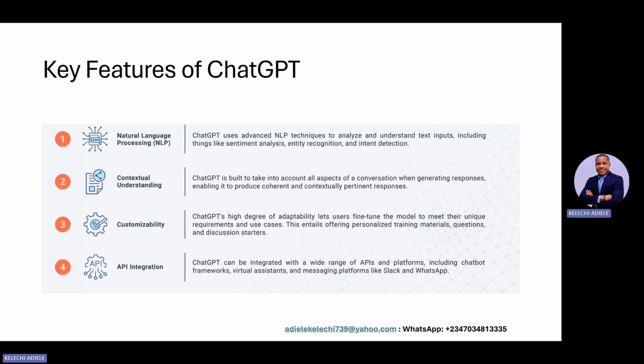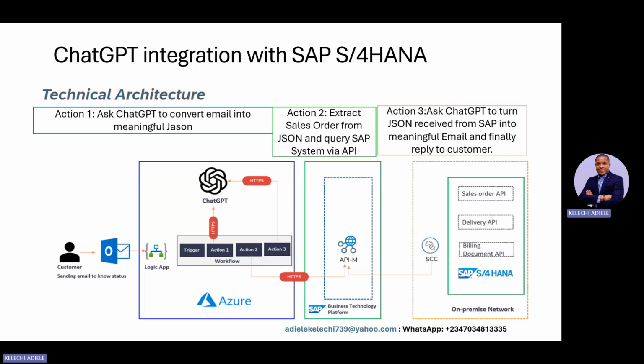So yeah, it's going to be a beautiful relationship between SAP S/4HANA and ChatGPT, and we will see how that can happen. Just rounding up this session for today, we're going to see a typical scenario of ChatGPT integration with SAP S/4HANA. Let's say, for example, we have asked ChatGPT to convert an email into a meaningful JSON file. JSON files are files we can use to export data from different platforms.